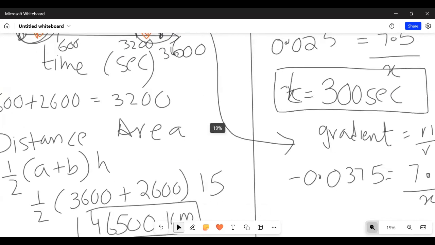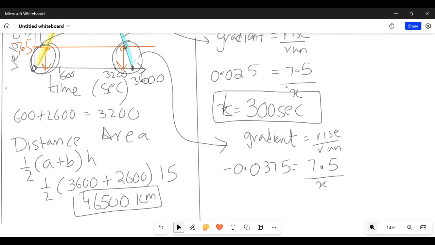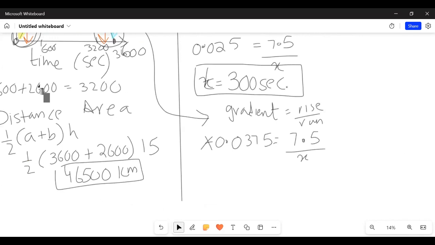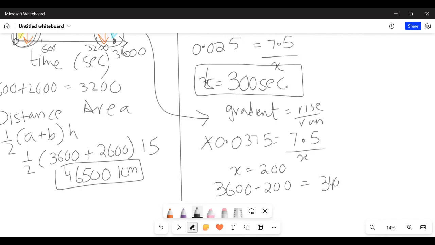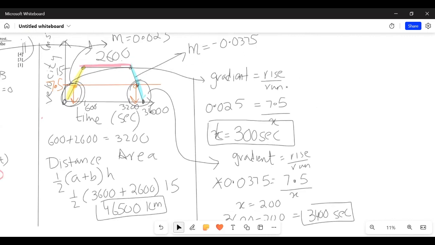Okay. So, you don't have to consider the sign for rise over run, my bad. So do not consider this negative sign. If you're using rise over run, you always consider the positive gradient. So 0.0375 is the gradient. Find x: 7.5 over 0.0375. That comes out to be 200. So x came out to be 200. So the run is 200. So subtract 200 from 3600. That gives us 3400. So the second time the speed becomes 7.5 is at 3400 seconds.